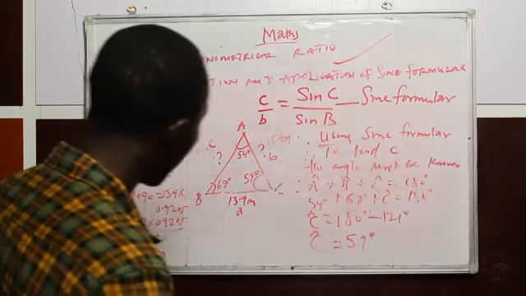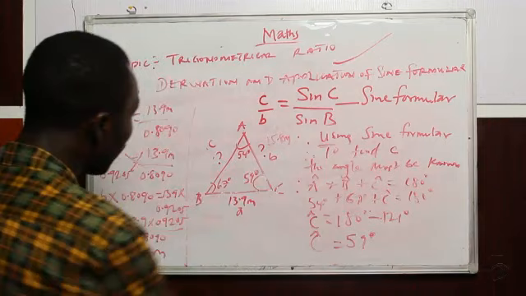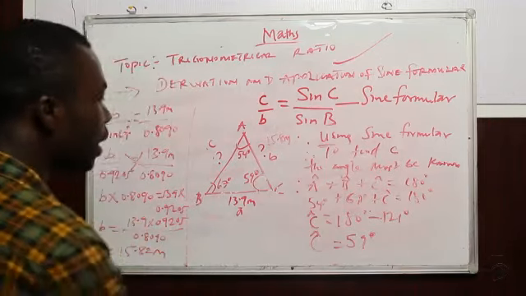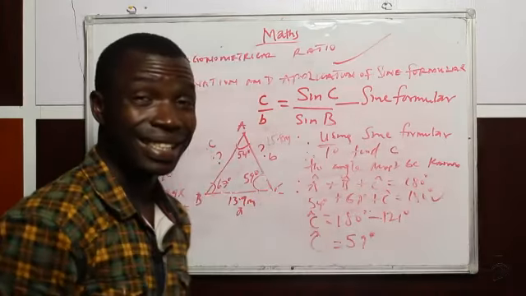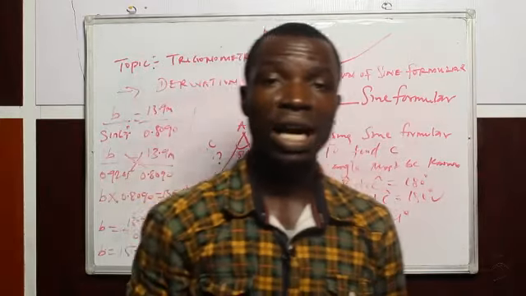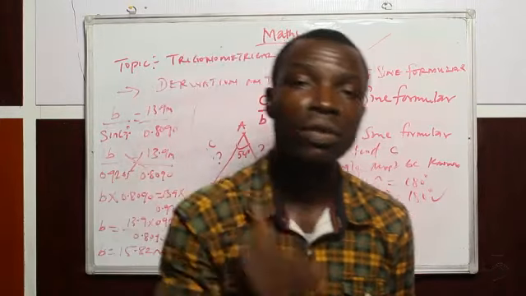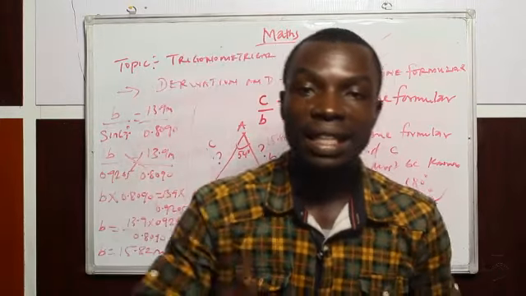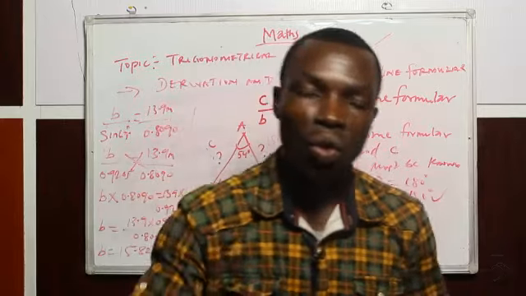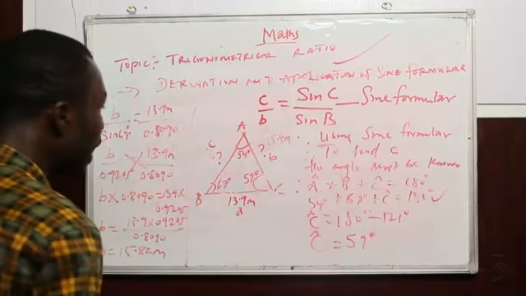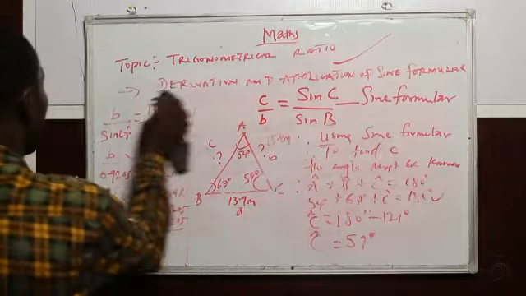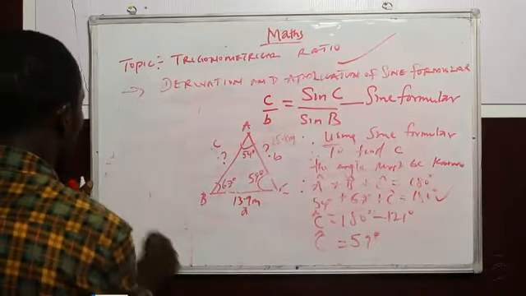For you to know if you are accurate, add 54 plus 67 plus 59. It must give us 180 degrees. If it does not give us 180 degrees, that shows that the answer is not correct. So let us proceed to find our c.